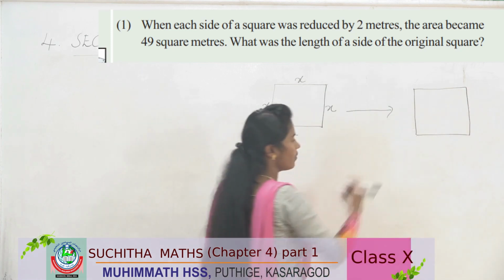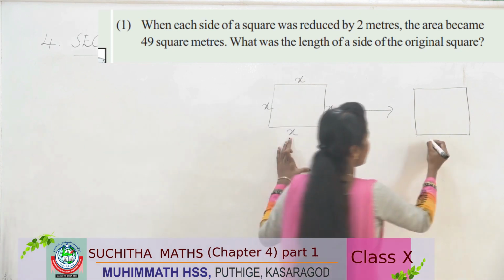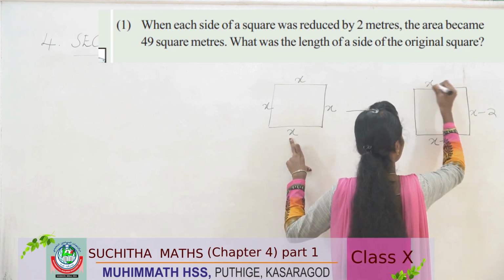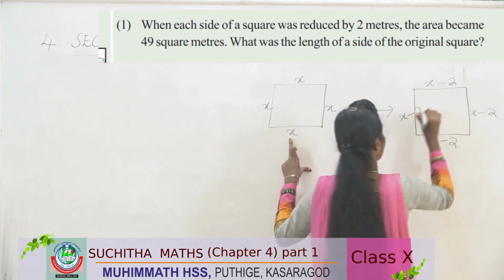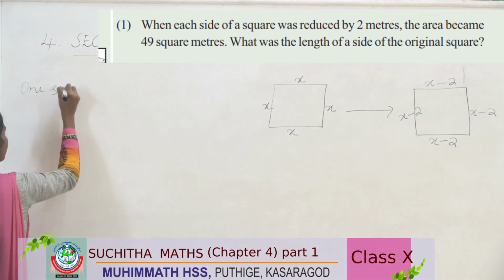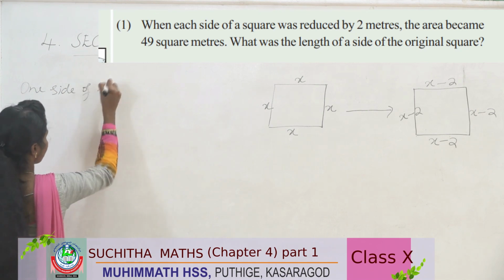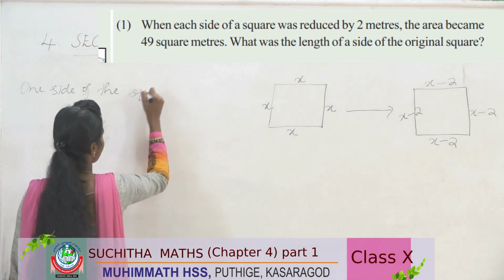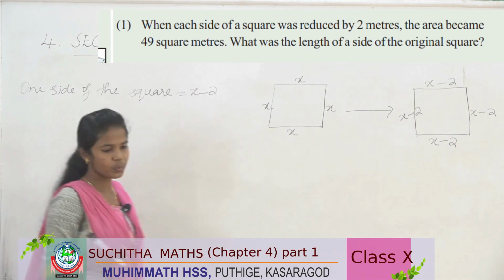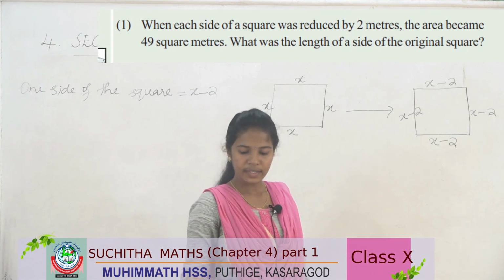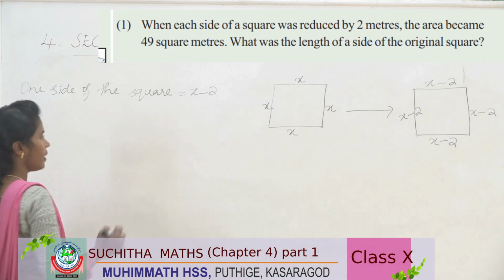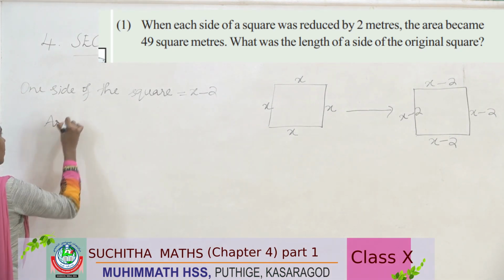Now one side of this square is reduced by 2. That means x minus 2. One side of the square is x minus 2, and the given area of the square is 49 square meter.